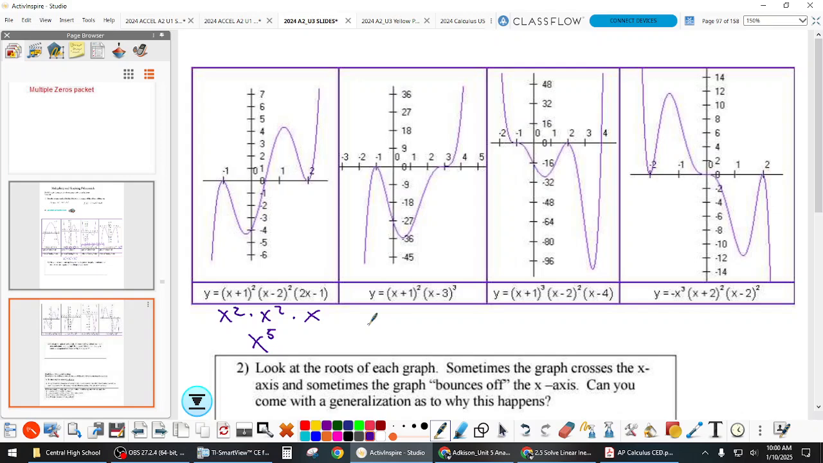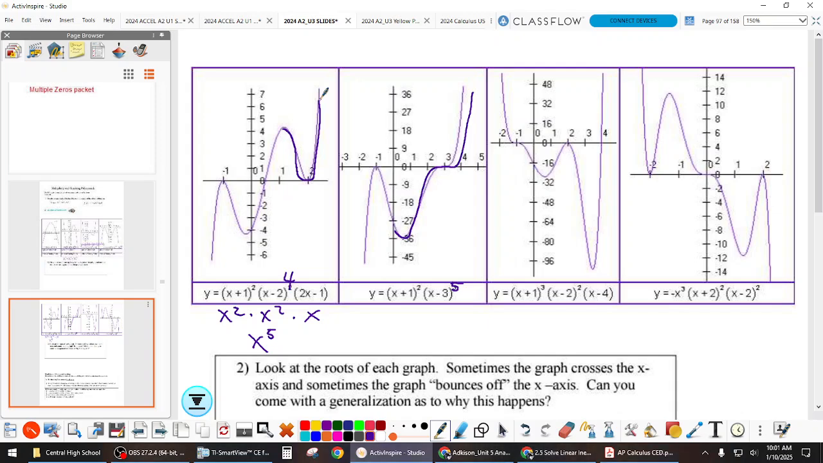What if it was a 5th power? What do you think it would do? Like, what if instead this was not 3 but 5? Well, it's going to flatten out a little bit more, but it's still going to do that same pass through. Similarly, if this one was a 4th, if that was a 4th power, the bounce off would still be on the 2. It'd still bounce. It would just be flattened out a little bit more at the 2.